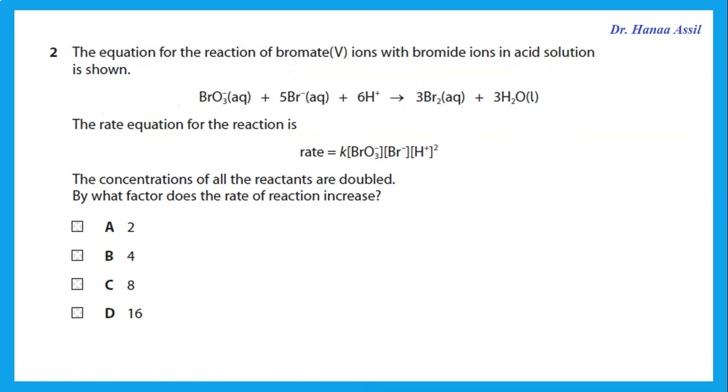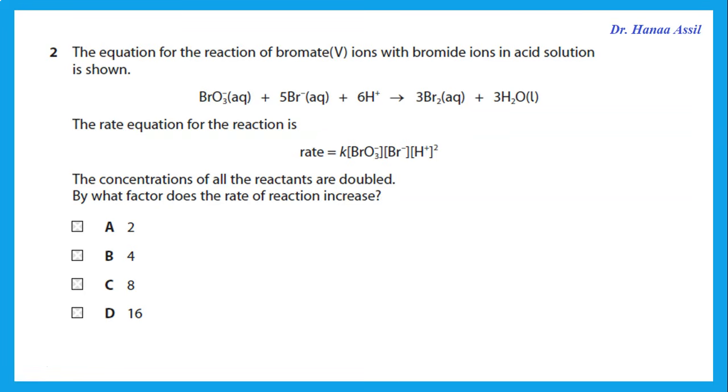The equation for the reaction of bromate ions with bromide ions in acid solution is shown. The rate equation is this. The concentrations of all reactants are doubled. Notice that the rate equation indicates that this equation is first order with respect to bromate, first order with respect to bromide, and second order with respect to the H+.